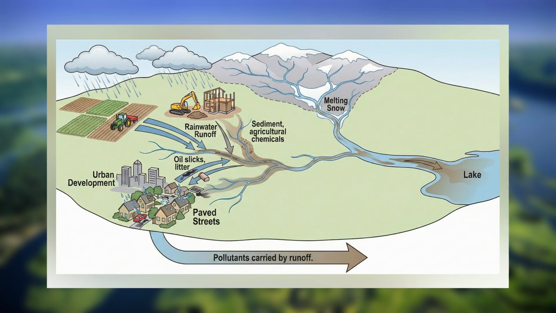Rainwater runoff and melting snow often carry pollutants from land surfaces into rivers, lakes, and streams. Watershed management helps control this pollution by identifying its source, understanding how contaminants move through the watershed, and recommending measures to prevent or reduce pollution before it reaches water bodies.